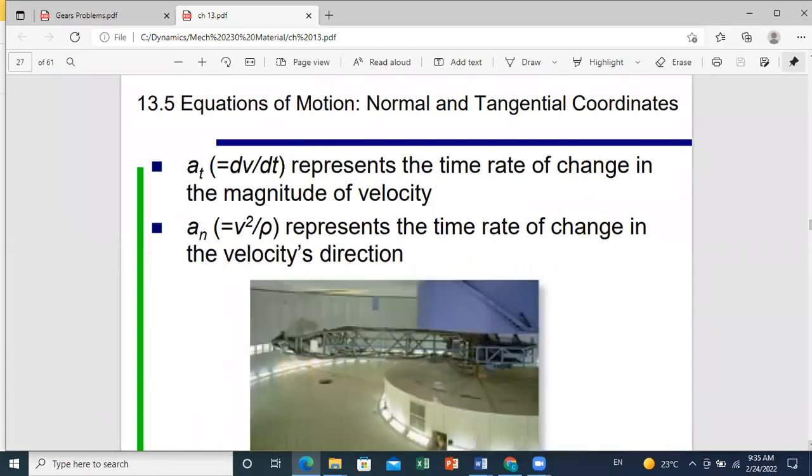Now, all we have to know is the information we learned in chapter 12: how to calculate AT, how to calculate AN. AT is the tangential acceleration, it's equal to dV by dt. And AN is the normal acceleration, it's equal to V squared over rho. And we learned together in chapter 12 how to determine this radius of curvature. If it's a circle, it's equal to the radius of the circle. If it's a curve and y is a given function of x, we have a formula to use in order to find rho.